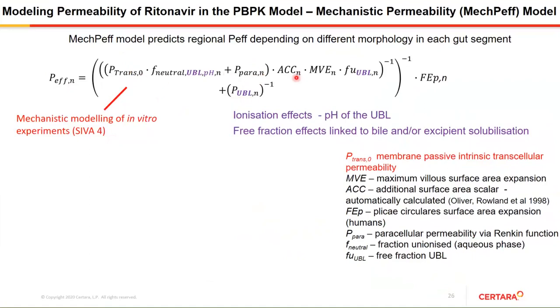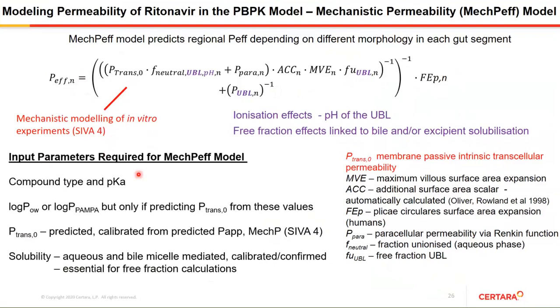Once you have this information, we then scale the permeability from the knowledge of the morphology of the gastrointestinal tract. So we multiply this with the surface area expansion offered by the villi, and also the plicae circulares, the fold expansion. A very important assumption of this model is the fraction unbound in the UBL term. With this, what the model is assuming is that it is only the unbound fraction of the drug which is available for permeation. So it is only the free fraction of the drug which is going to permeate. This is an inherent assumption of the MechPeff model.